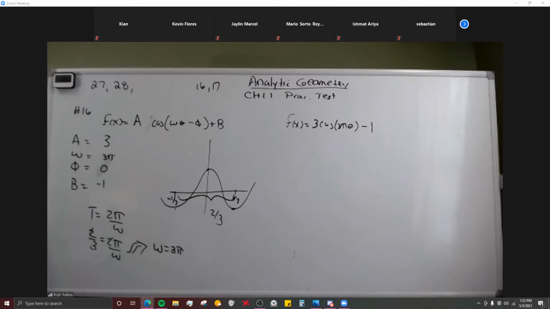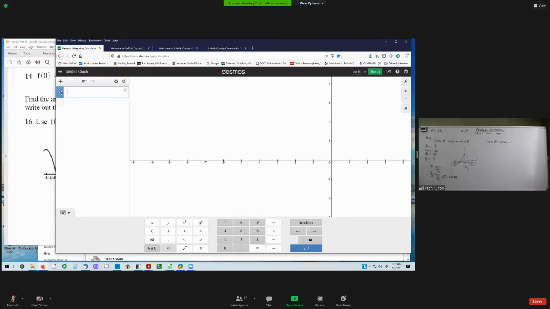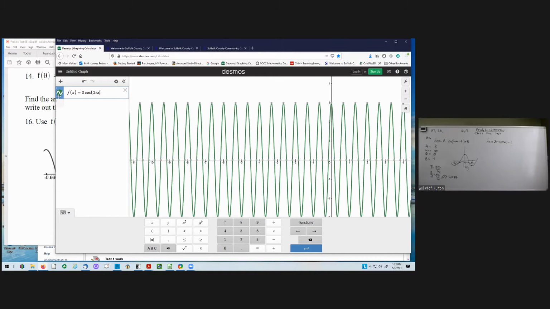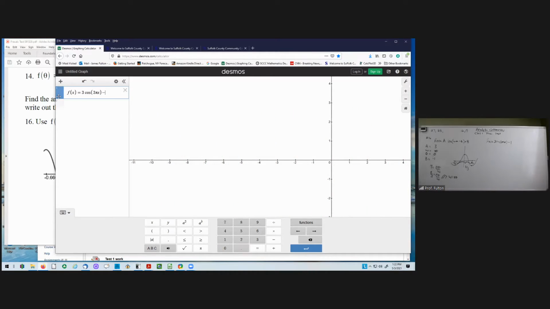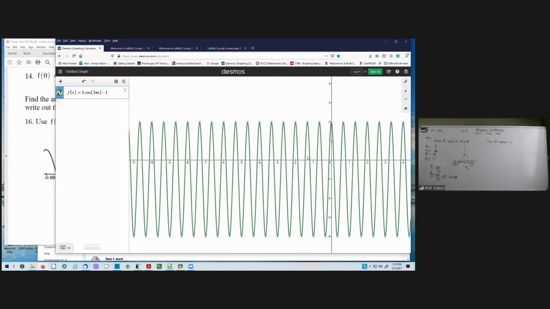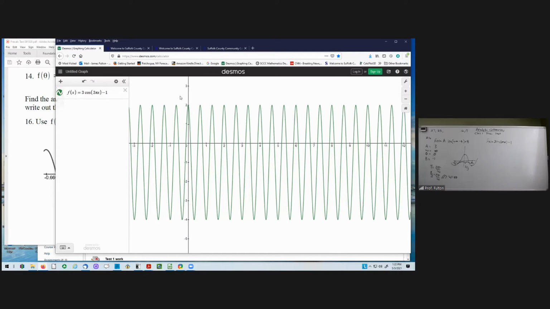Okay, we share and bring up Desmos. I cleared it out. So here my f of x is equal to 3 cosine 3 pi x, and then the minus 1 outside of that. And let's take a look at these. Let's kind of redo this. You can see it's already going from -4 to 2, just like we had it.